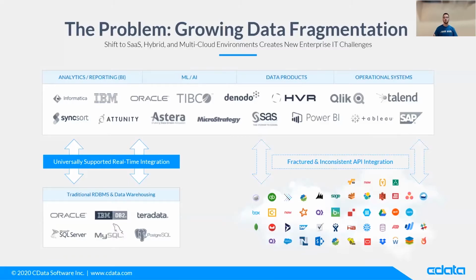So let's start with the problem. As businesses grow, as enterprise grows, the number and the breadth of data sources that they're working with is also growing. And that leads to growing data fragmentation, where data is siloed in different places. So the shift to a SaaS or hybrid or multi-cloud environment model creates new enterprise challenges.